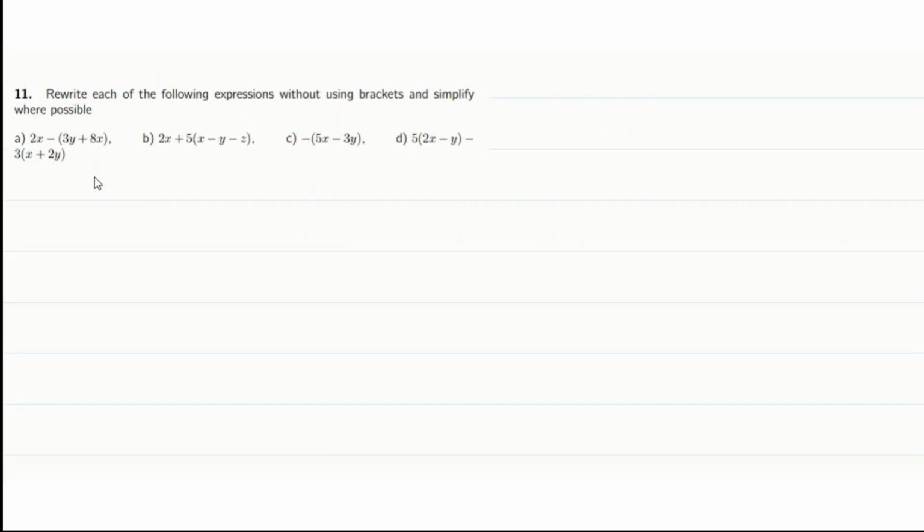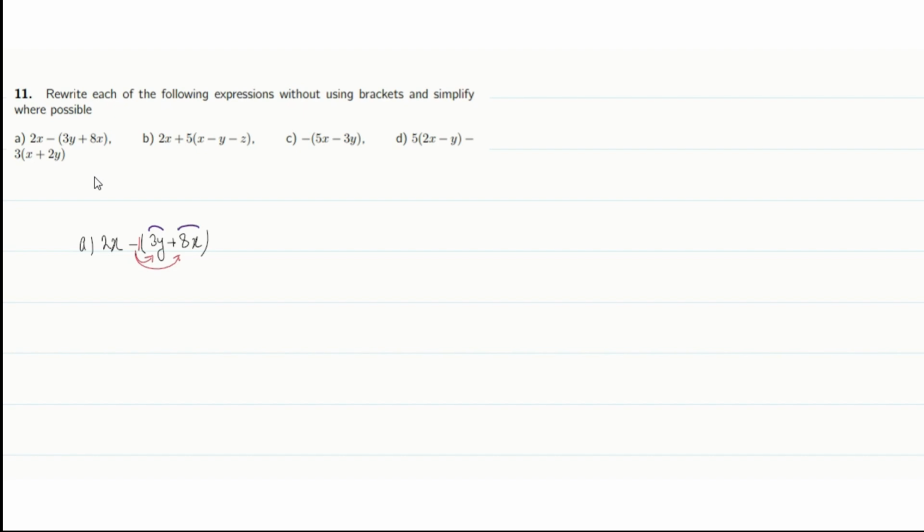Now in this example, again, we want to write the following expressions without the brackets and simplify them where possible. Let's start with A. We have 2x minus (3y plus 8x). As you see in here, there is a negative 1 in front of the bracket, so we need to expand the bracket in here. So what we should do, we should multiply this negative 1 by each of these terms inside the bracket. So there is a 3y and there is a plus 8x. So we have two terms, which is 3y and plus 8x.